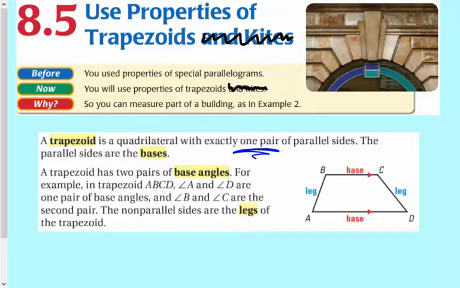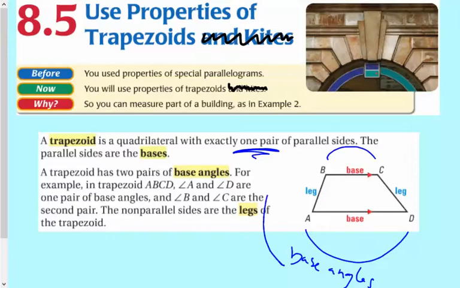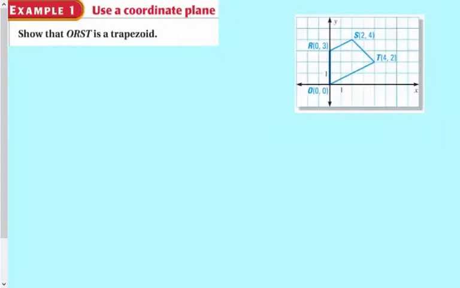And then we have base angles. A and D are base angles, as well as B and C. Kind of like an isosceles triangle, it has base angles. Now, there's really not a lot to trapezoids unless they become isosceles, which we're going to talk about in a little bit.